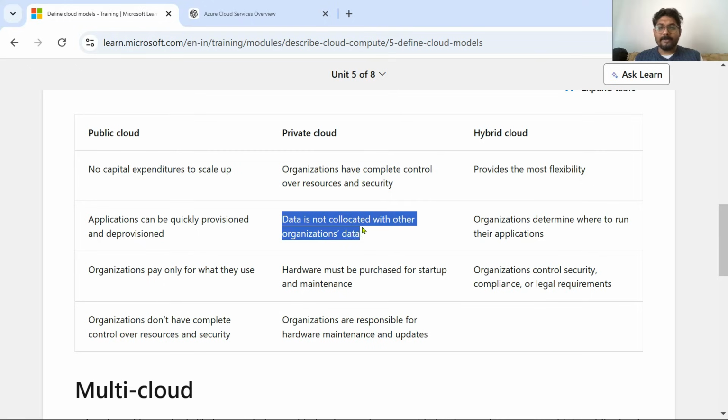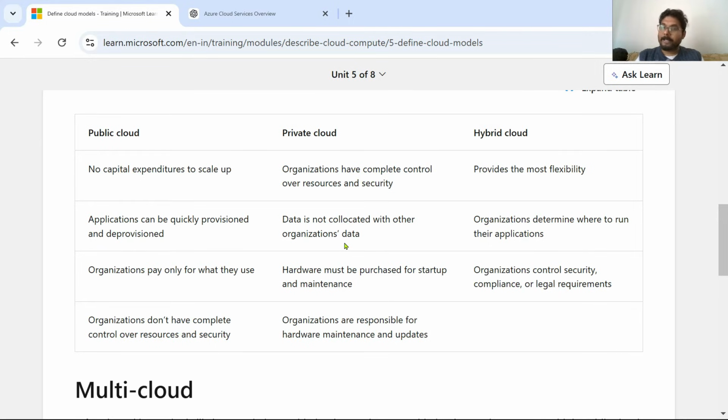Okay, data is not collocated with other organization data. So when you have a private cloud, the advantage is that your data, for example, I'm using, let's say, 100 terabytes of space. Now in that space, I'm using maybe 20 terabytes. Another company might be using another 20. Just imagine a hard drive having a huge space, let's say 100 terabytes. My company would be using 10 terabytes. Another company might be using another 10 terabytes. Another company might be using more. So one hardware is shared across multiple companies.